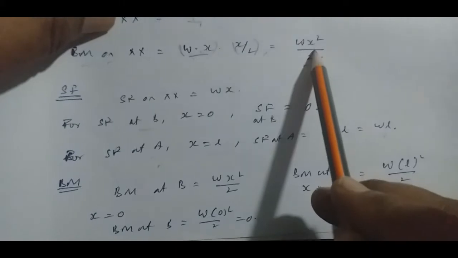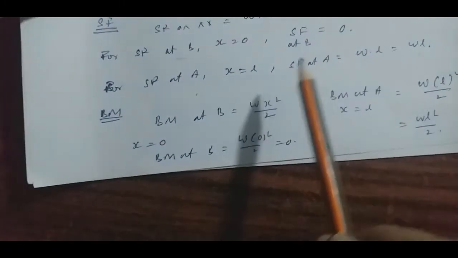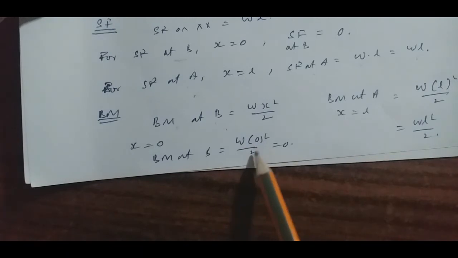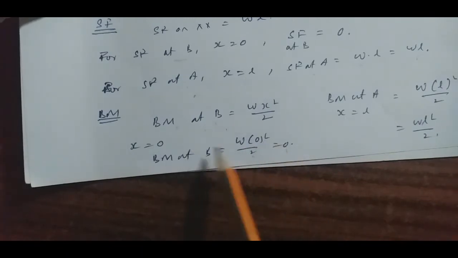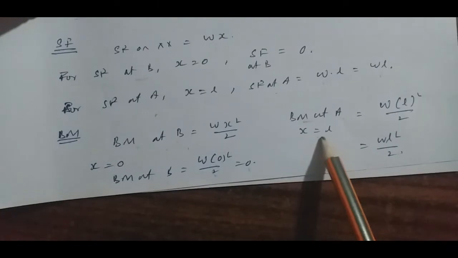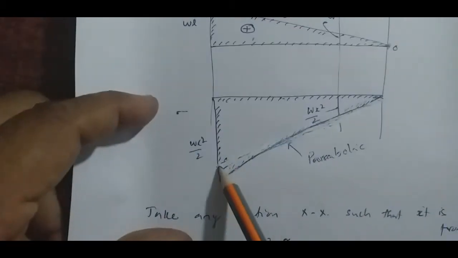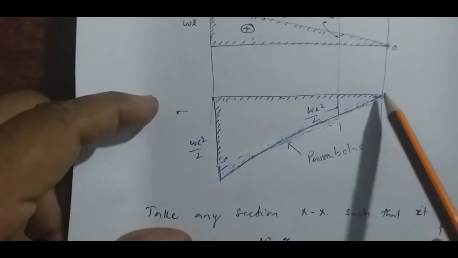Now let us go to the bending moment calculation. What is the bending moment equation? Wx square by 2 is the bending moment equation. At B, at the free end, x is equal to 0. So substitute 0 to find the bending moment at B. It is W into 0 square by 2, this is 0. So at B, the bending moment is 0. At A, x is equal to L, so WL square by 2 is the bending moment at A.